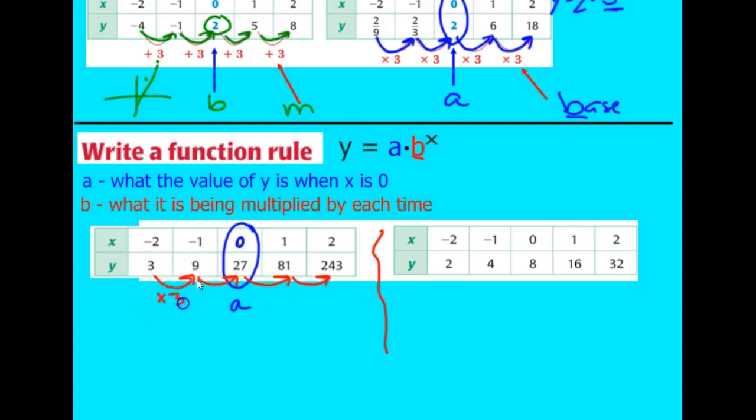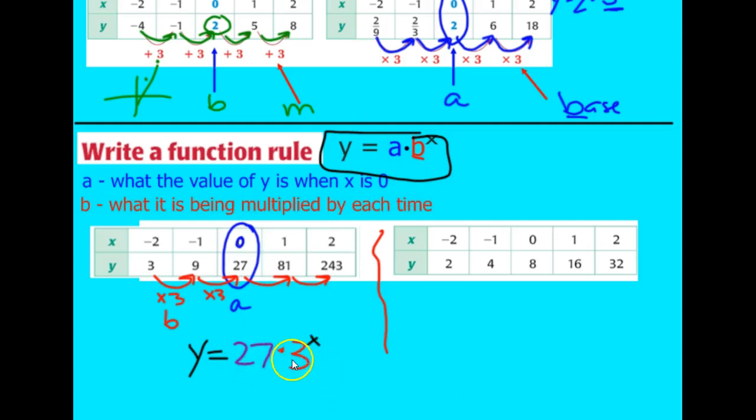Well, 3 times 3 is 9. 9 times 3 is 27. That's b. So our equation in this form right here is going to be y equals a, which is really 27, and then times b, which is really 3 to the power of x.